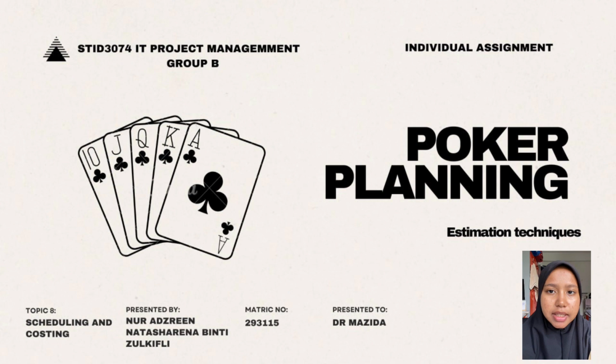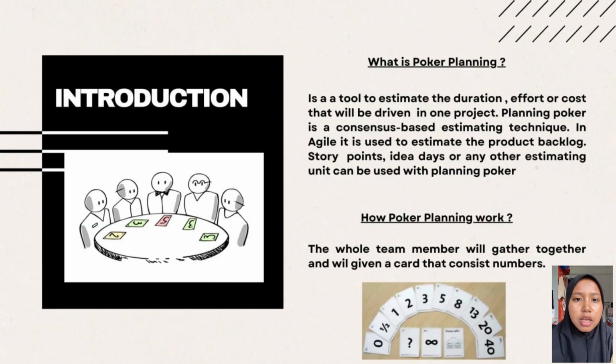I am going to be presenting an estimation technique called POCR planning. So basically, what is POCR planning? POCR planning is a tool to estimate the duration, effort or cost that will be driven in one project. Planning POCR is a consensus-based estimating technique. In Agile projects, it is used to estimate the product backlog. Story points, ideal days, or any other estimating unit can be used with planning POCR.